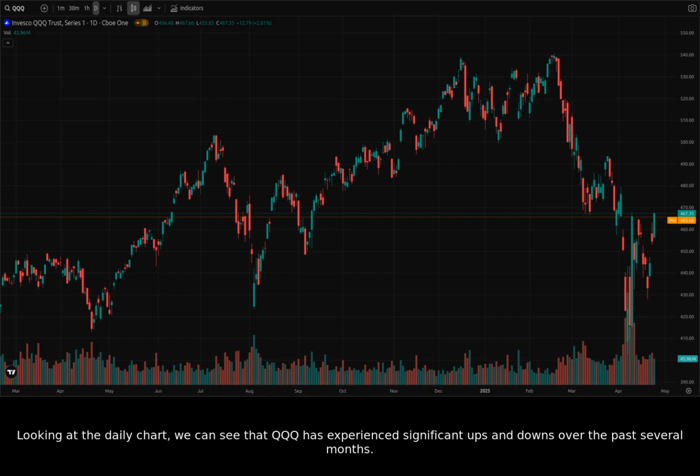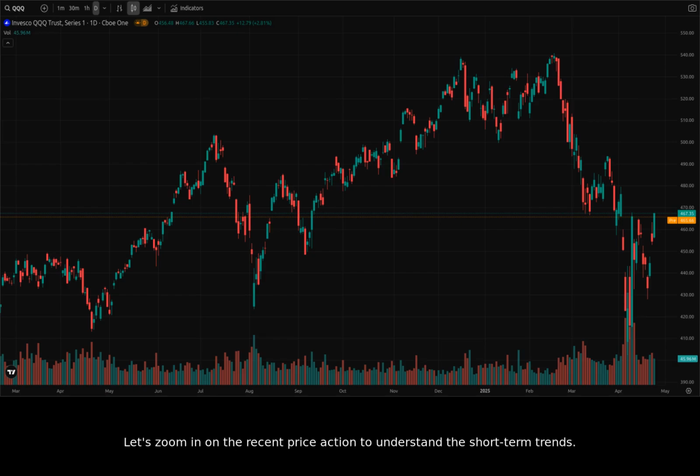Looking at the daily chart, we can see that QQQ has experienced significant ups and downs over the past several months. Let's zoom in on the recent price action to understand the short-term trends. We can see a peak near 538 in mid-December 2024. The news of potential tariffs could lead to a retest of lower support levels in the coming days.